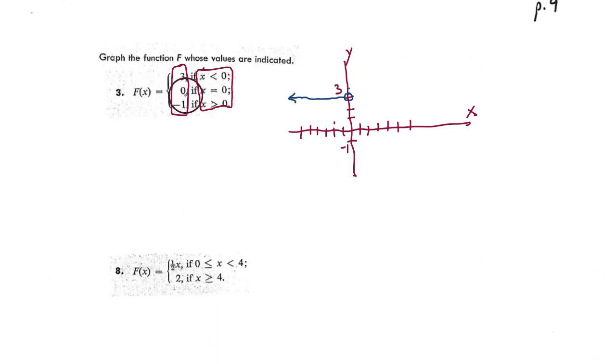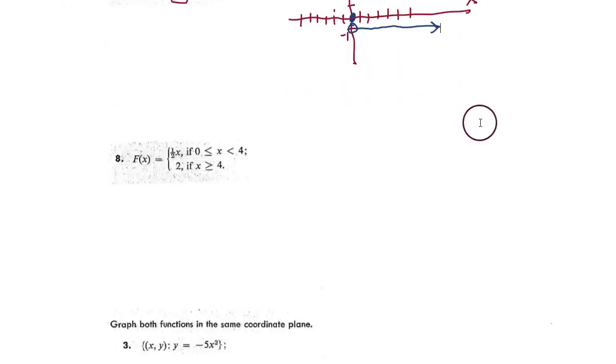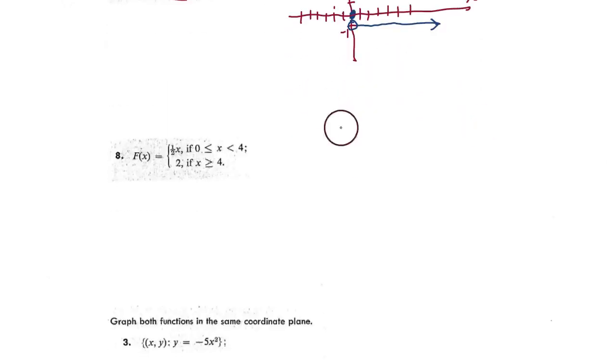Now this middle row is a single dot. It's at 0, 0. The last row is that you're at a height of -1 whenever x is more than 0. So mark it with an open dot and draw to the right. Number 8, very similar. Let's first build our axis system.